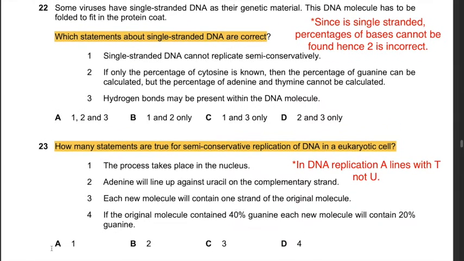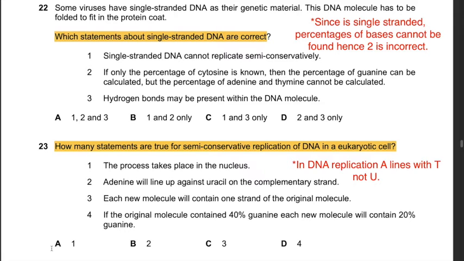Question 22. Some viruses have single-stranded DNA as their genetic material. This DNA molecule has to be folded to fit in the protein coat. Which statements about single-stranded DNA are correct? 1. Single-stranded DNA cannot replicate semi-conservatively. 2. If only the percentage of cytosine is known, then the percentage of guanine can be calculated, but the percentage of adenine and thymine cannot be calculated. 3. Hydrogen bonds may be present within the DNA molecule.